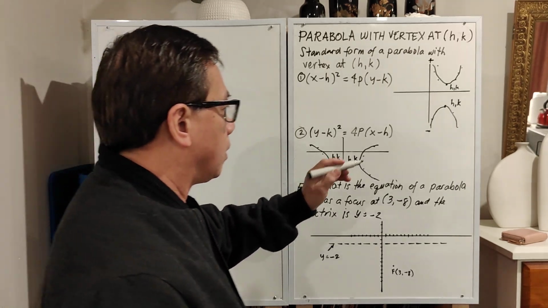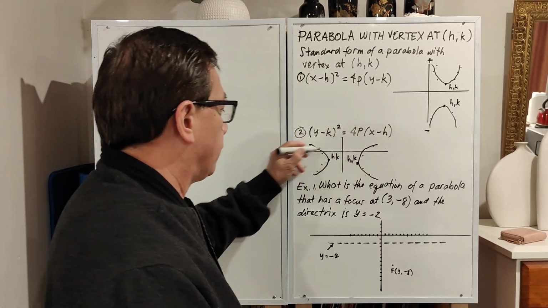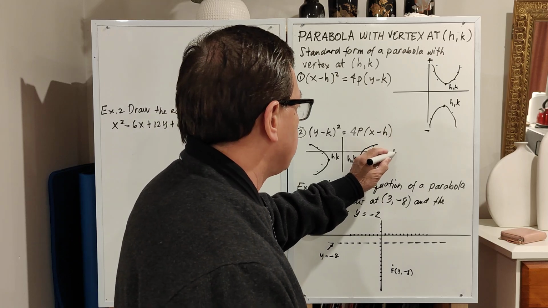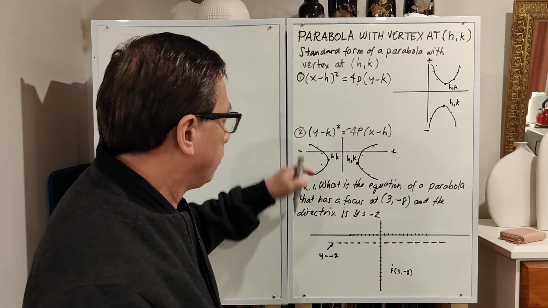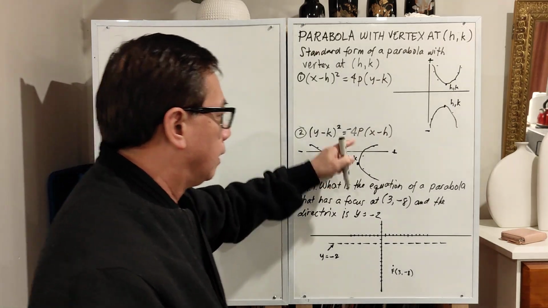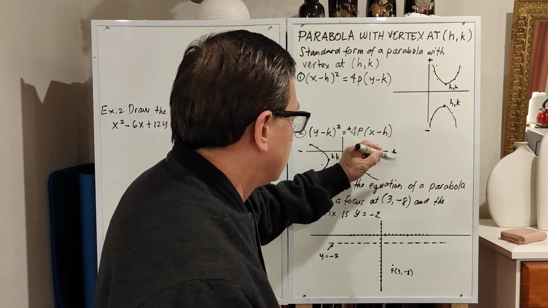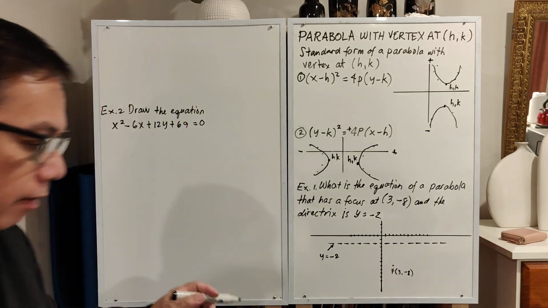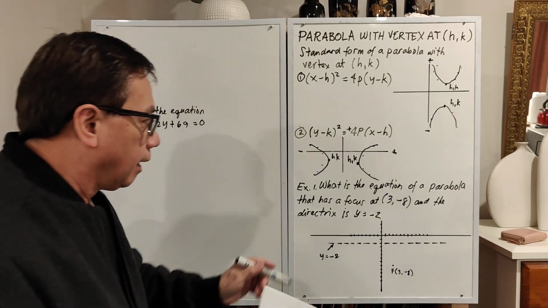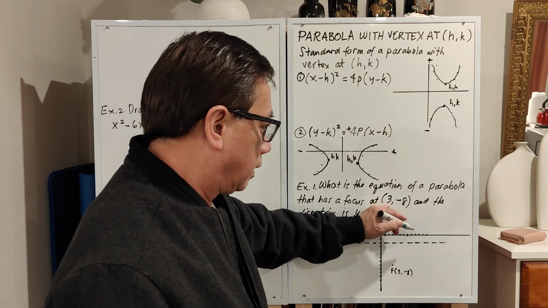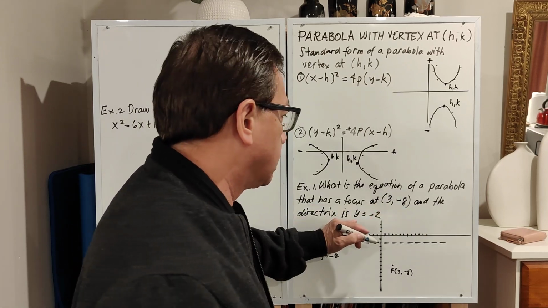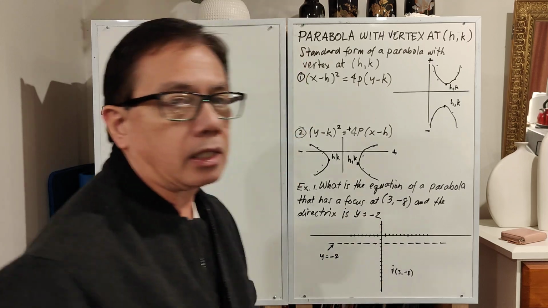So it's also easy to memorize, because in your axis, this is positive, this is negative. So if your 4p is negative, it goes to the left. If your 4p is positive, it goes to the right. Now, example. What is the equation of a parabola that has a focus at 3, -8, and the directrix is y is equal to -2?